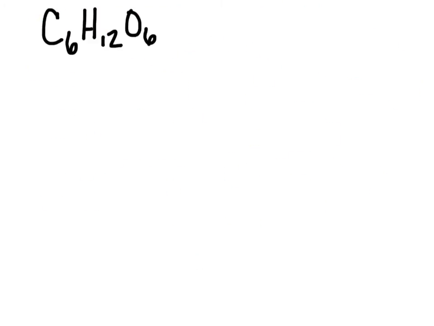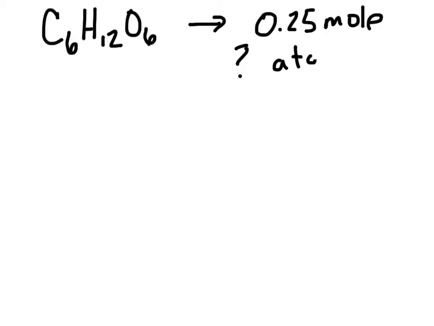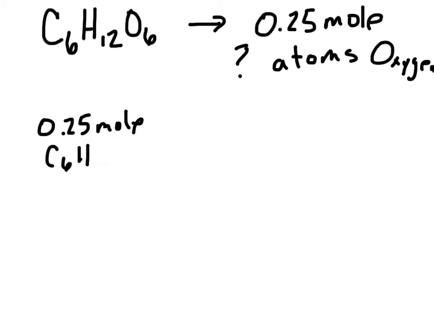They'll also have you do some simple ones where you are just given, maybe, C6H12O6, and maybe you have 0.25 moles of this. And they want to find out how many atoms of oxygen. I better write out oxygen because it looks like a 0. Okay, so starting again, start with 0.25 moles of C6H12O6, and we can convert.